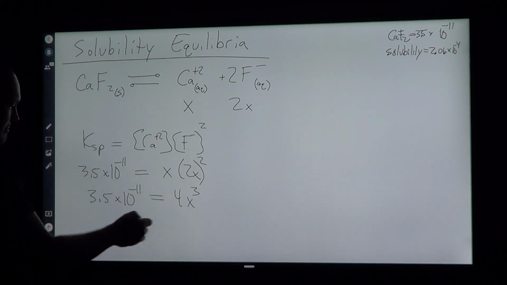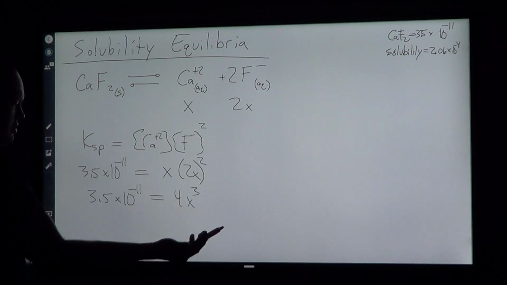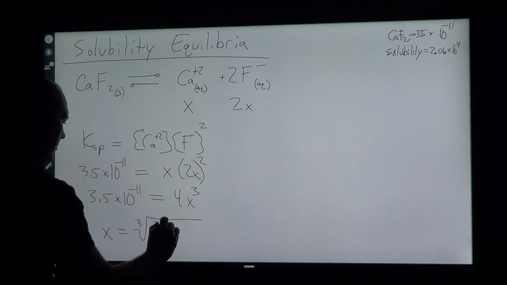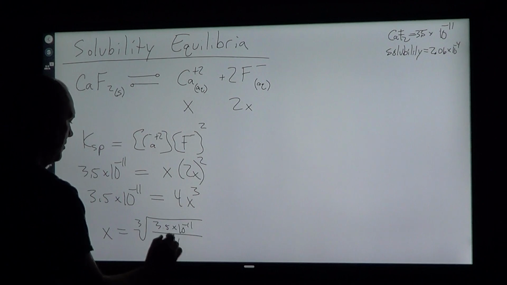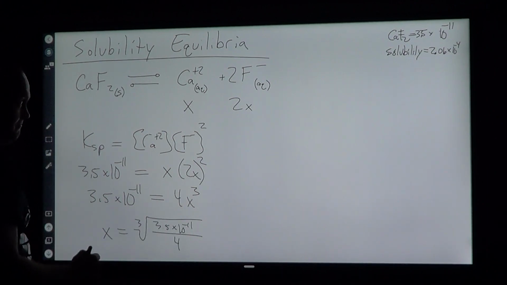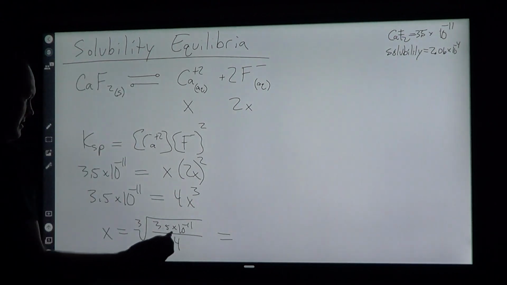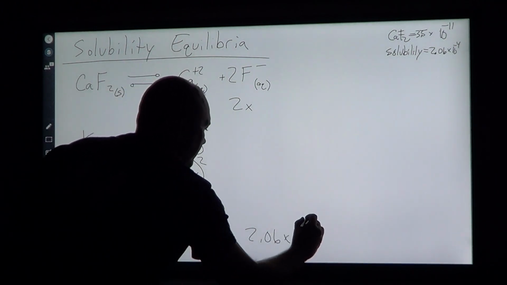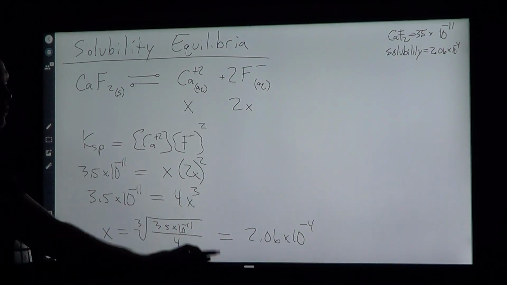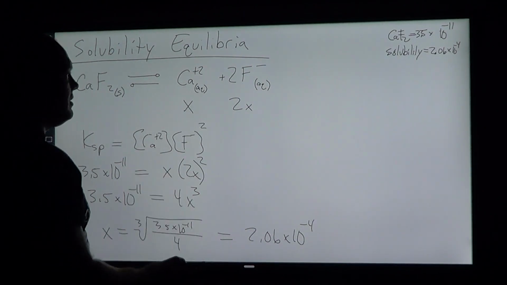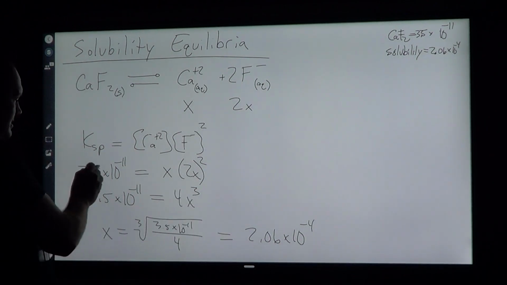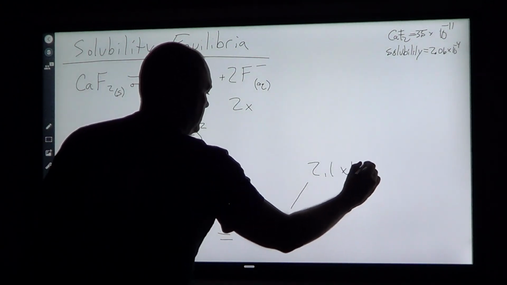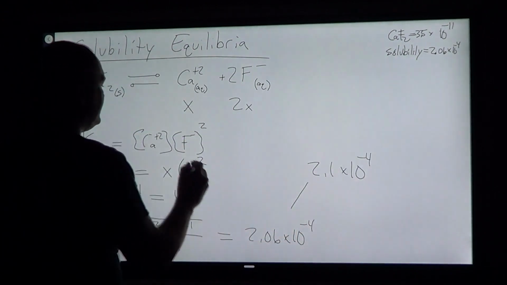To solve for this, we divide both sides by 4, and then we take the cube root. So x equals the cube root of 3.5 times 10 to the minus 11 over 4. When you do that on your calculator, you should get x equals 2.06 times 10 to the negative 4th, which I know is not correct sig fig wise, but I want you to make sure that your calculator gives you that number. Because this was only two sig figs, we would round this to 2.1 times 10 to the minus 4.